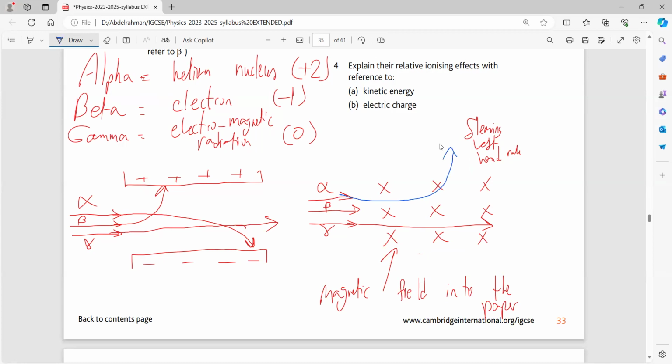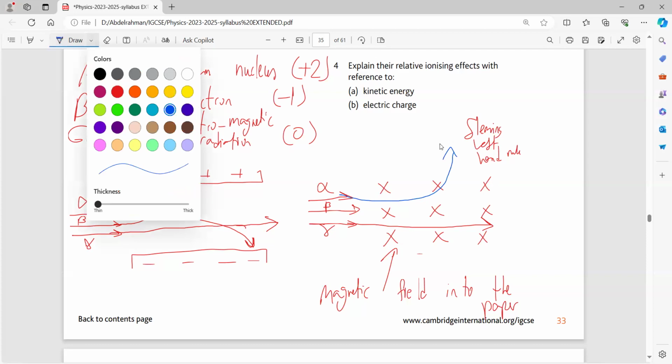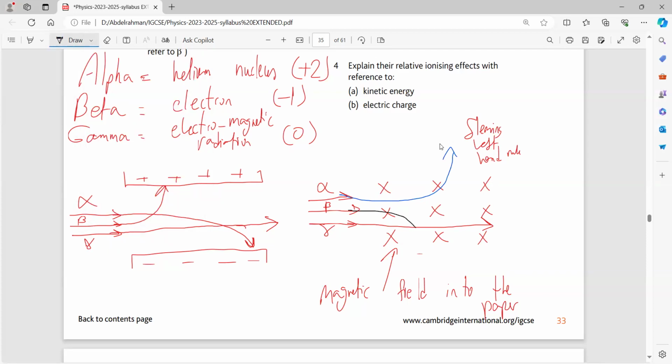What about the beta? Definitely, the beta will move downwards, because it's opposite to the alpha. Can I find the beta? Yes, using the Fleming right-hand rule. The first finger is the magnetic field, and the middle finger is the beta. It's moving to the right, so the force on the beta will be downwards, and the beta will move downwards with a strong deflection compared to the alpha.